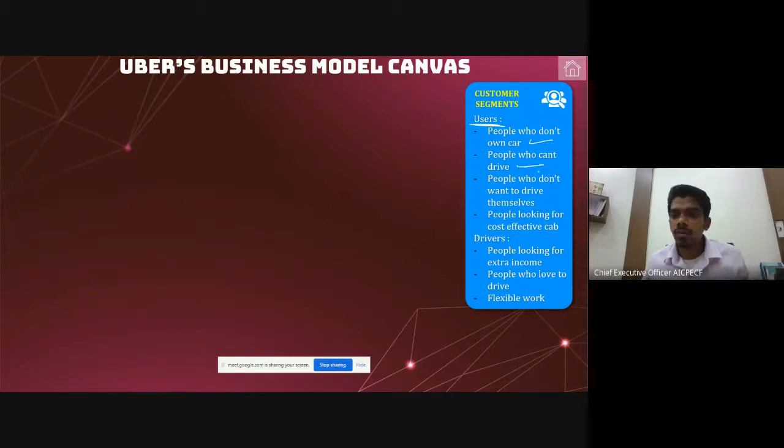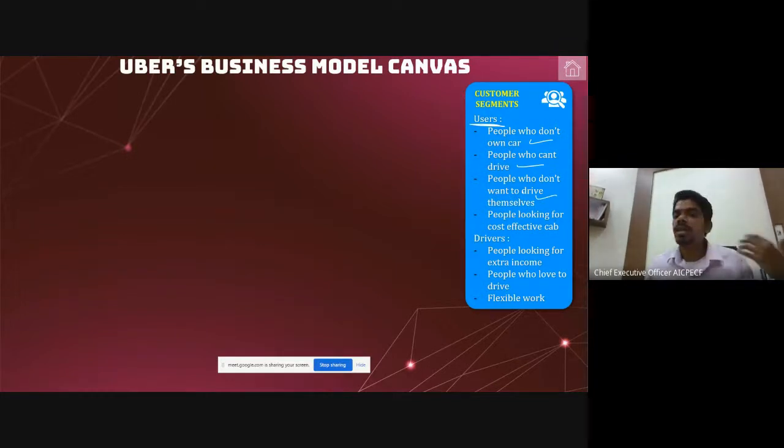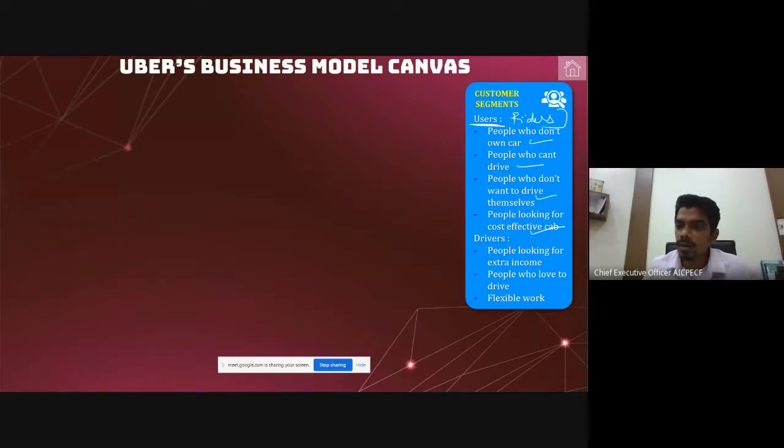People who can't drive, who don't know how to drive, they take taxis. People who don't want to drive themselves, right? If you see high-end business people, they might own a Bentley, they might own a Rolls-Royce, but they don't drive. It is a matter of pride to them. So they have a driver. That kind of people segment can be potential users, potential customers for them. People looking for a cost-effective cab can also be potential customers. So this is one side of the customer who are going to take the ride. They are called riders. So for Uber, these sections of people can be the potential customer segment.